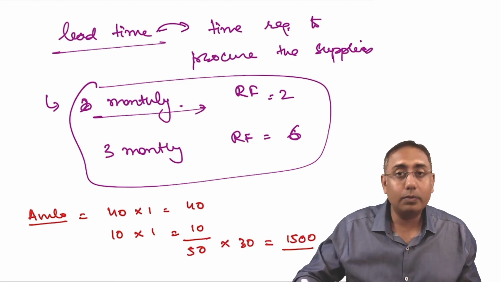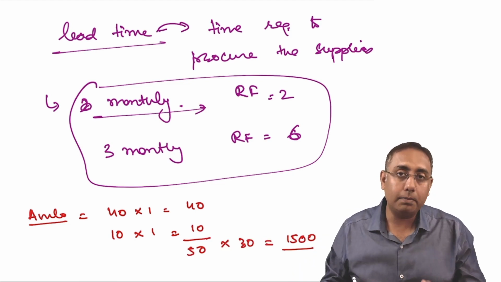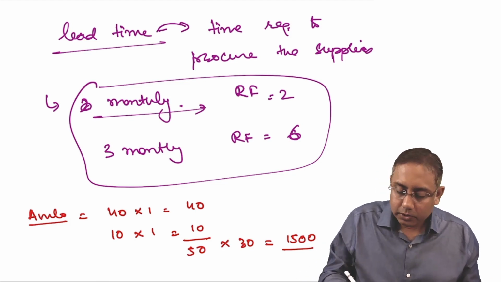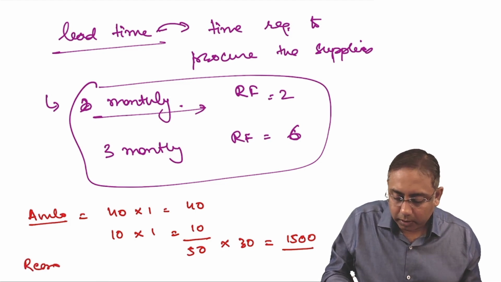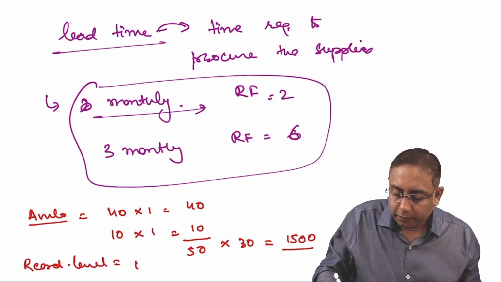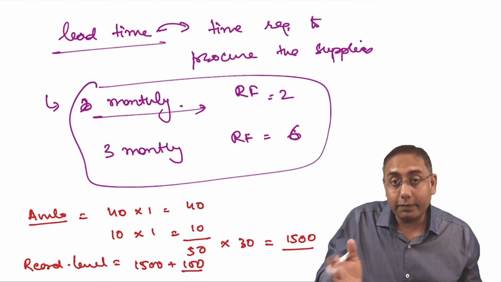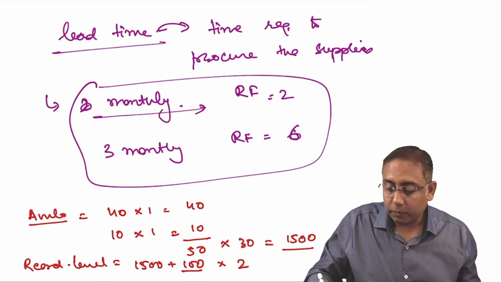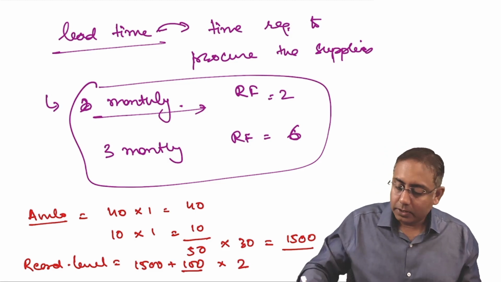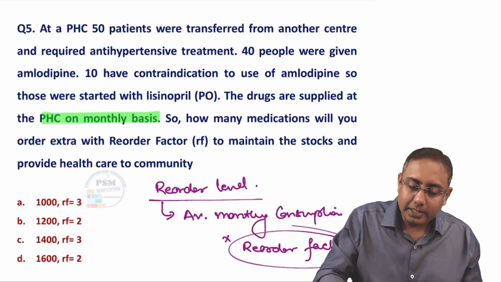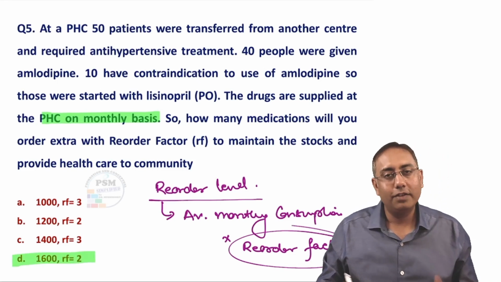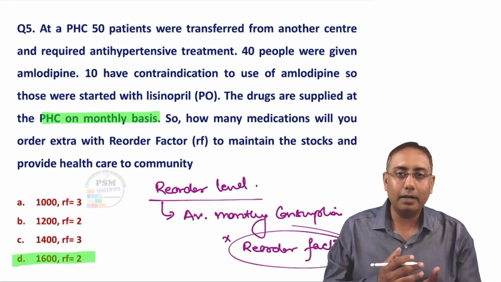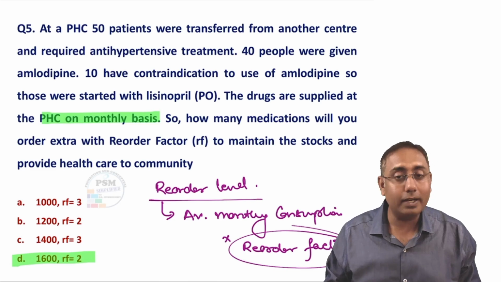So 1,500 was not there in the options. In fact, you should also keep a stock for 2 days. So that can be an extra 50, that is 100. So the reorder level should be 1,500 plus 100, that is the safety level, multiplied by a reorder factor of 2. Why 2? Because it is procured on monthly basis. So that is what your answer should be, that it should be 1,600 with a reorder factor of 2. It's a direct MCQ, but of course you should know the formula for calculating the reorder level.